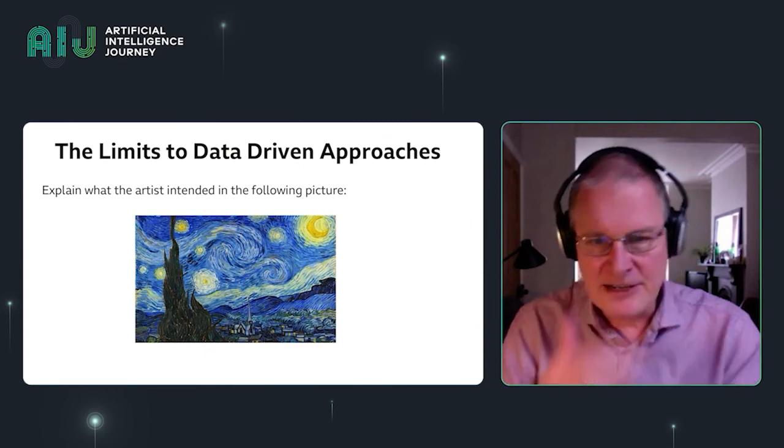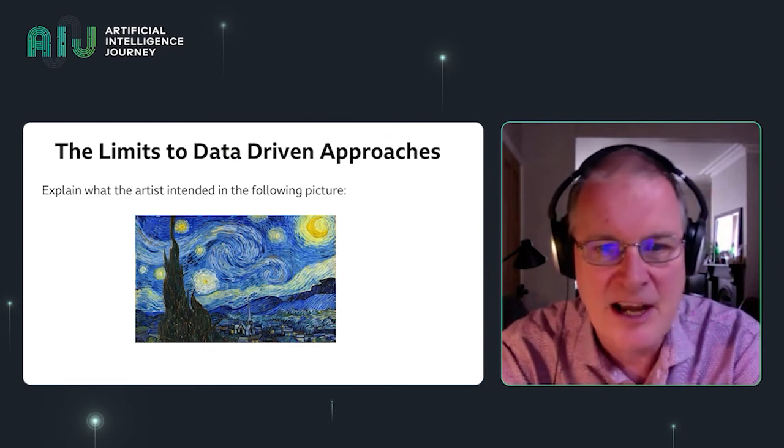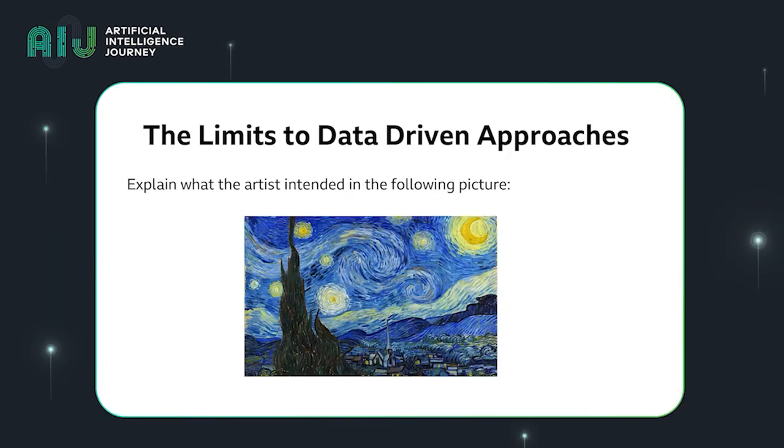Okay, let's have a look at another example. So here's a famous picture. This is Starry Night by Van Gogh, French painter, early 20th century French painter. It's a very, very famous picture. What does it mean? What did the artist intend in that picture? Now, I couldn't begin to answer that question.